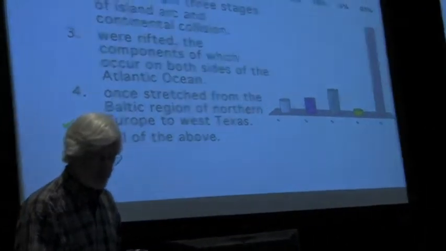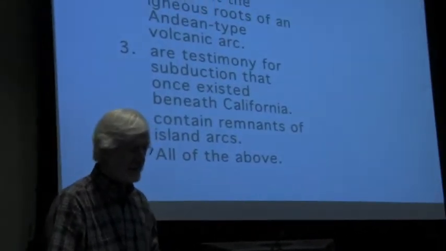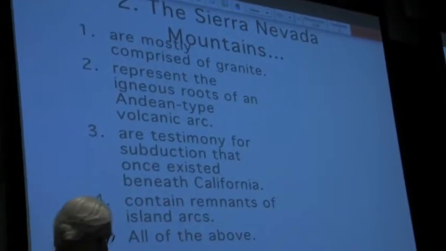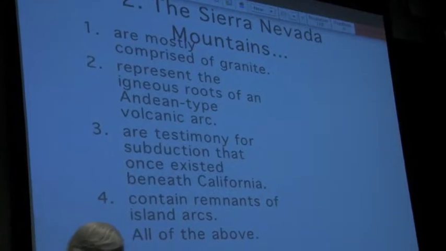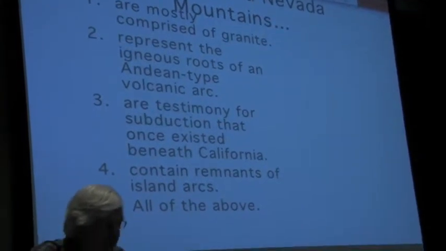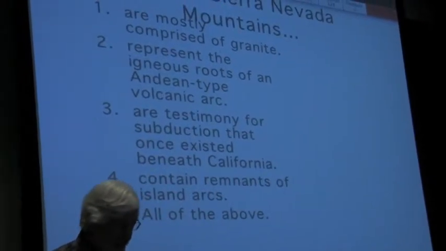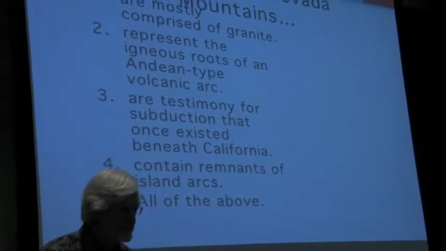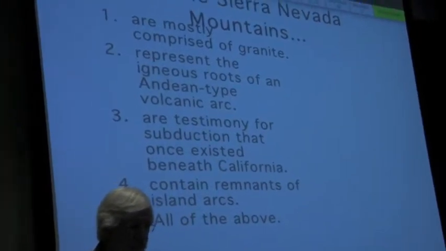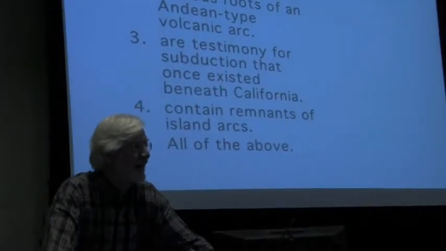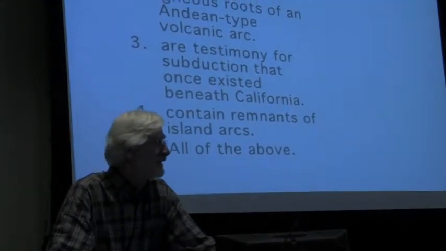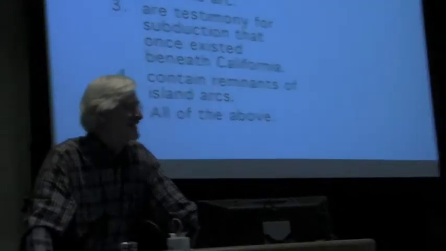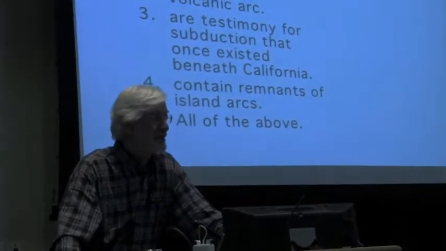The Sierra Nevada mountains, mostly of granite, igneous roots of an Andean volcanic arc, are the testimony that subduction once existed beneath California, contain remnants of island arcs, and all of the above. Okay, you're firing away. Yeah, I kind of do like all of the above at times, and so that's my slant. And you only hear that because you are in class.